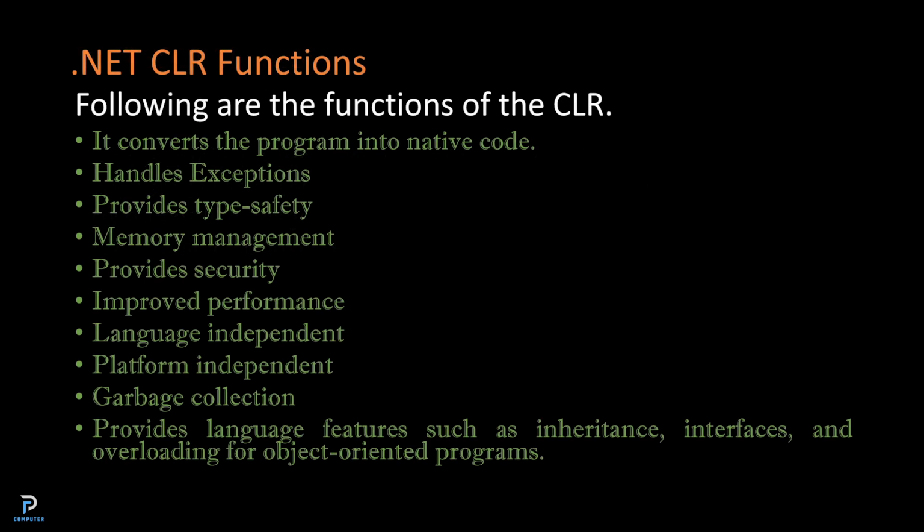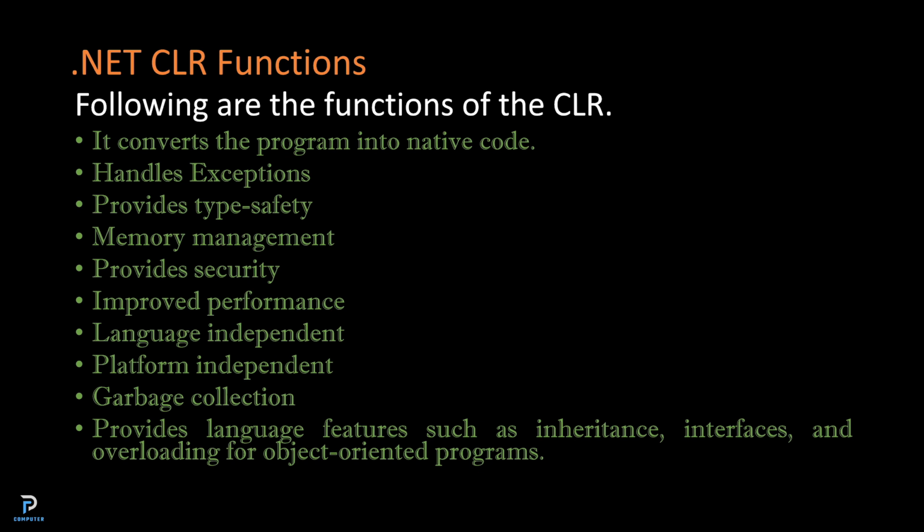.NET CLR functions. Following are the functions of the CLR. It converts the program into native code. Handles exceptions. Provides type safety. Memory management. Provides security. Improved performance. Language independent. Platform independent. Garbage collection.